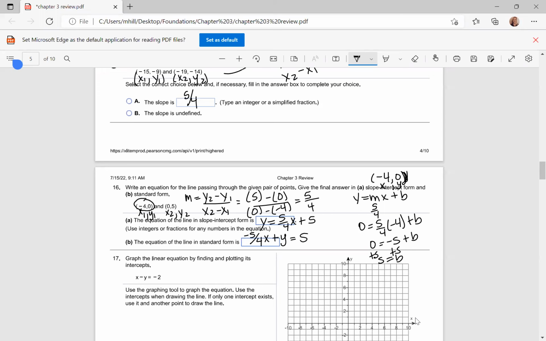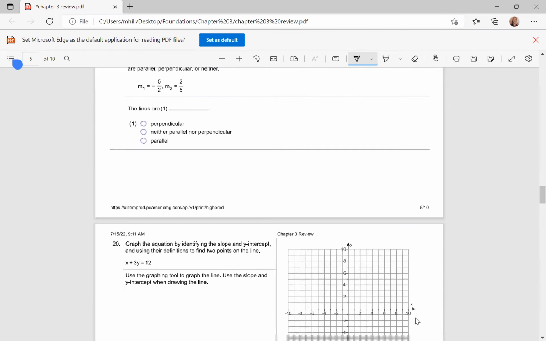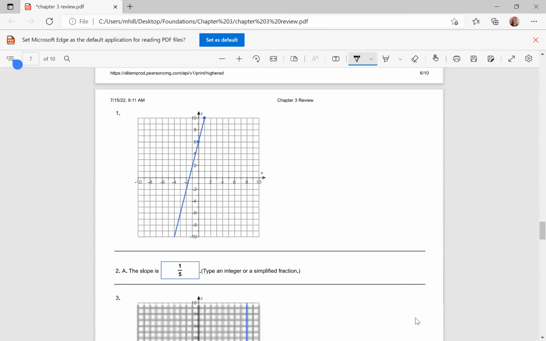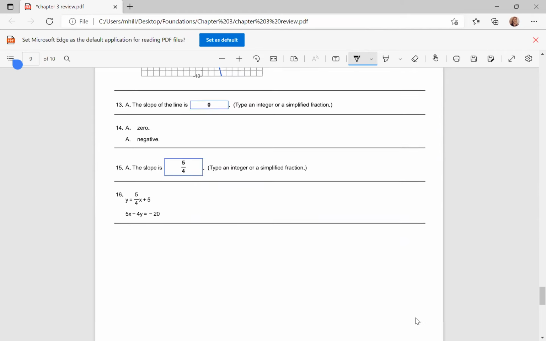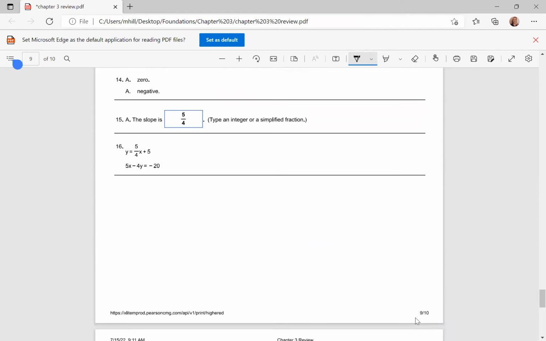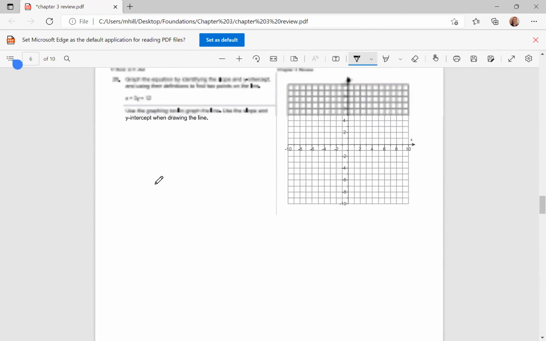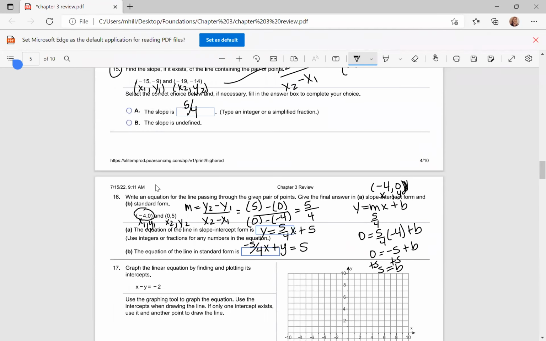I just have to move that. Now, let me make sure they don't want you to cancel out for that. Sometimes in standard form, they don't like you to leave it as a fraction at all. And they don't here. So they want us to cancel out that fraction. So let's go up here and let's work on canceling out this 4 on the bottom.